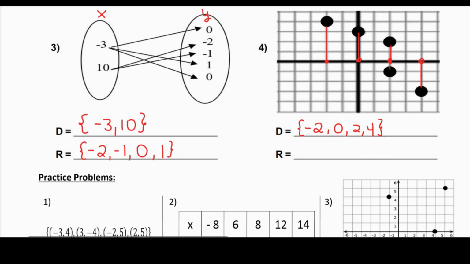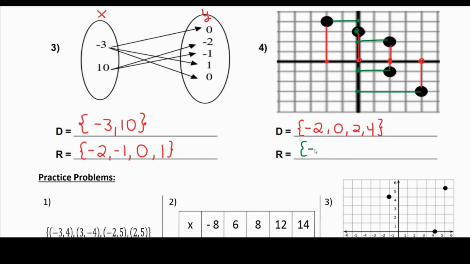Perfect. I'm going to change color so we can see the difference for the range. Because on the range, I'm going to look at the y-axis, and I'm going to go from bottom up, looking at the points, and see where the y values are. I have one right there, and I have one right here. So basically, the y values will be negative 3, negative 1, 2, 3, and 4.